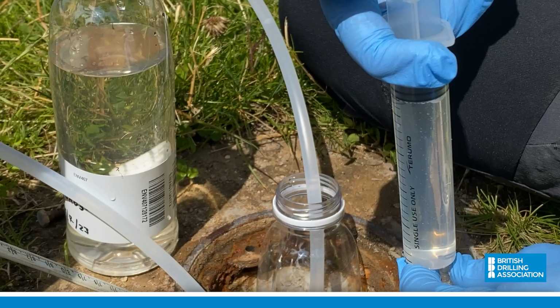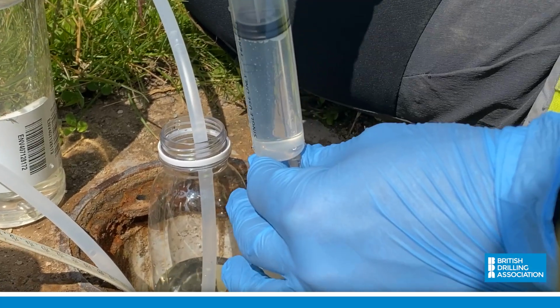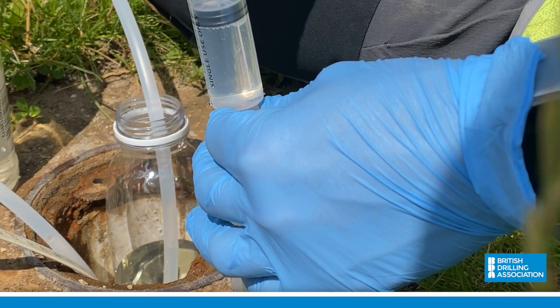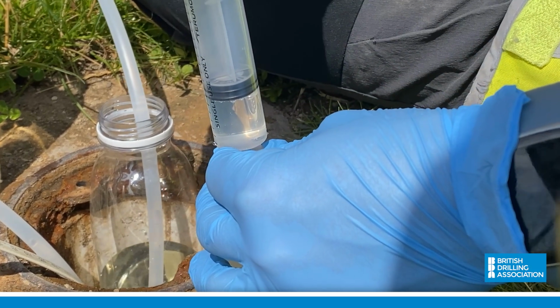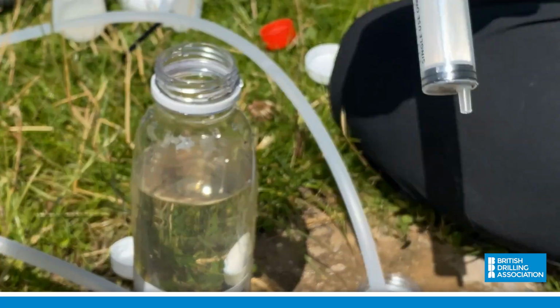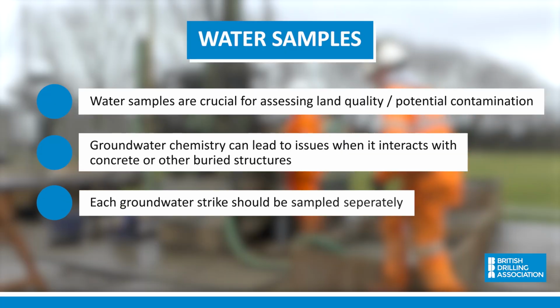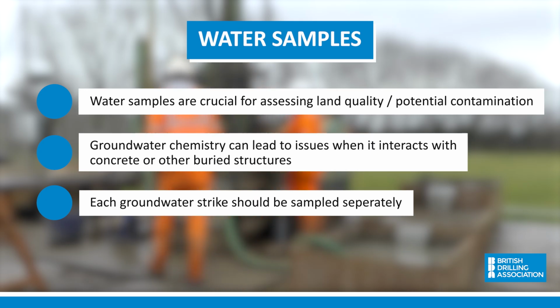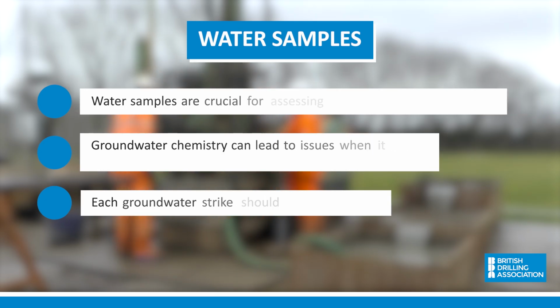Where water has been struck, a representative sample of at least 1 litre should be obtained either by the driller during drilling or from installations upon completion of the borehole. Where more than one groundwater strike is observed, each one should be sampled separately.